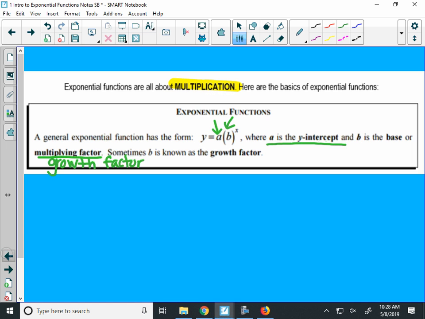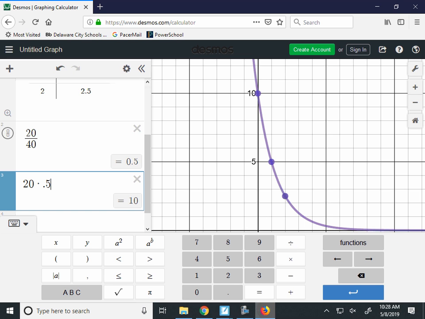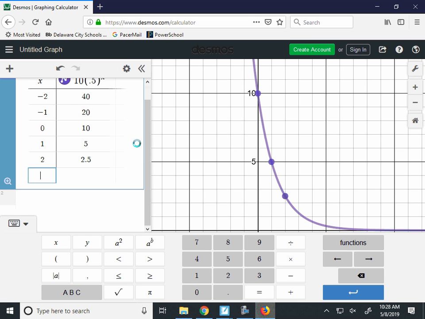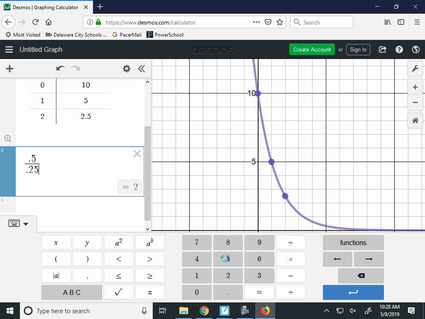Now the same trick applies when we go back to that first problem. Remember, if you're having trouble figuring out what you're multiplying by, you're going to take the second number divided by the first one. So here I'd have 0.5 divided by 0.25. So let's double check. 0.5 divided by 0.25 is 2. And that's what we said our growth rate was for the first example.